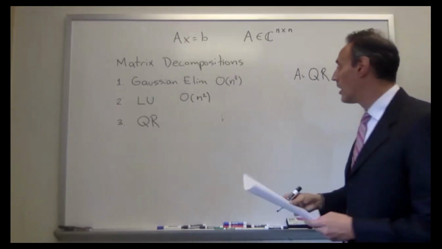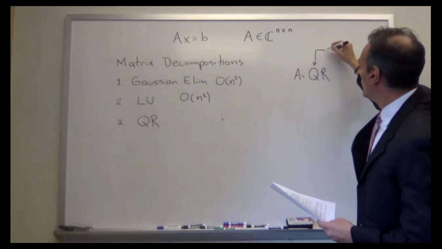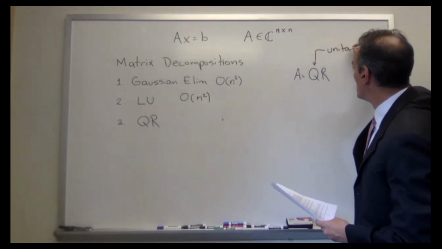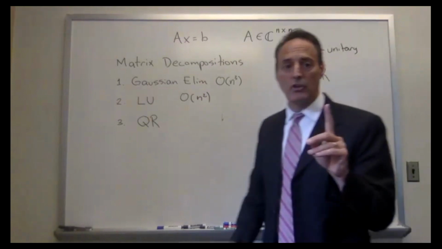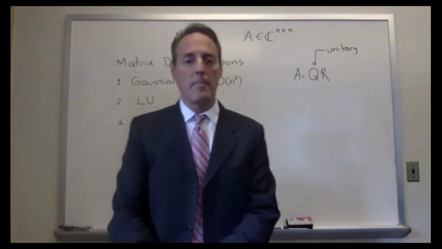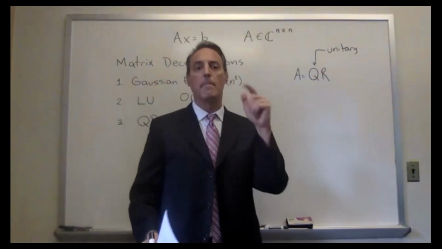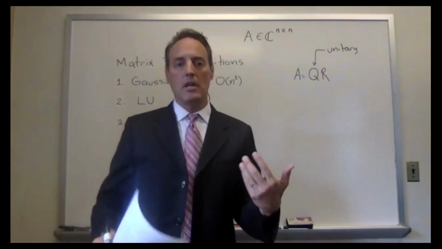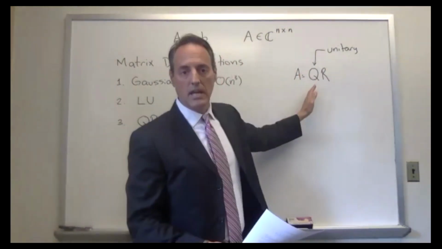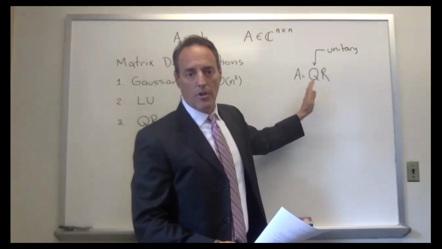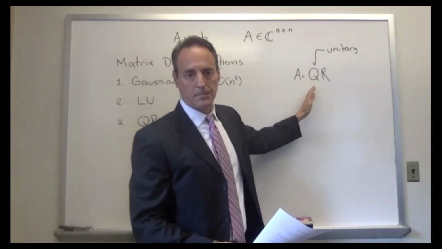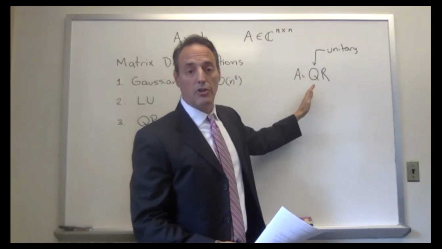Now what Q and R are is Q is a unitary matrix. Now what's awesome about unitary matrices, and we'll talk quite a bit about special matrices on Monday, unitary matrices are such that the columns are orthogonal to each other and they're unit length.